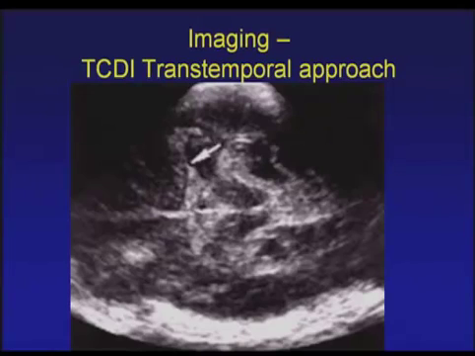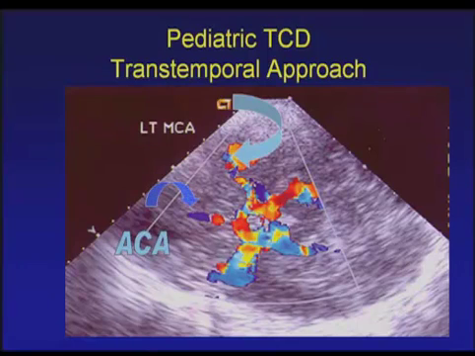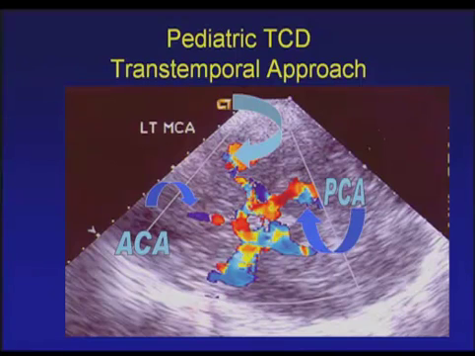With imaging, most radiologists now have ultrasounds that can give us both color and grayscale Doppler via the transtemporal approach. By throwing the color on, we often can see a beautiful circle of Willis. The first arrow is pointing to the left middle cerebral artery. One can see the anterior cerebral artery, the posterior cerebral artery.